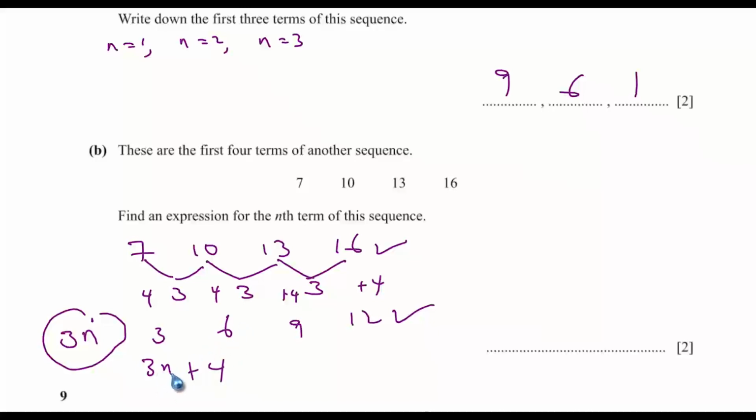So we have 3 times 1, 3, 3 plus 4, 7. That's when n is 1, so this is correct. When n is 2, 3 times 2, 6. 6 add 4, that will be 10. So that means the nth term is 3n plus 4.